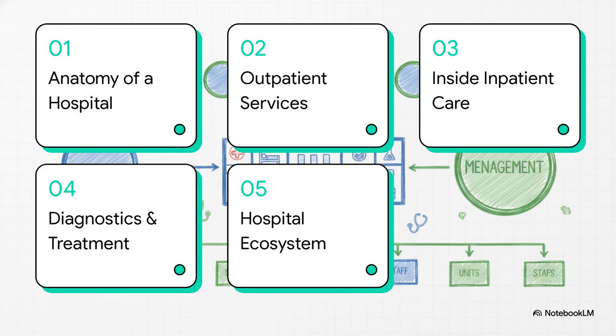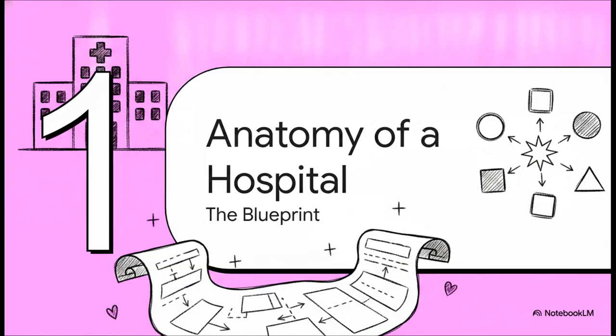Here's our roadmap for today's tour. We're going to cover the anatomy of a hospital, outpatient services, inside inpatient care, diagnostics and treatment, and wrap it all up with the hospital ecosystem. Starting with Section 1, Anatomy of a Hospital, or the fundamental blueprint.